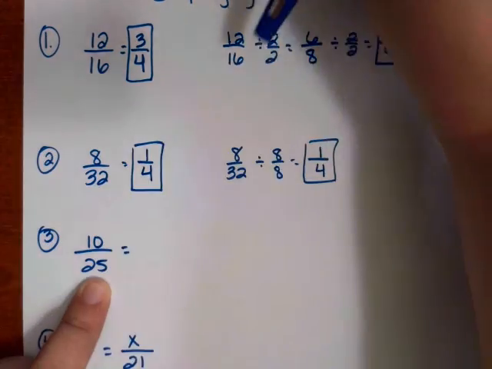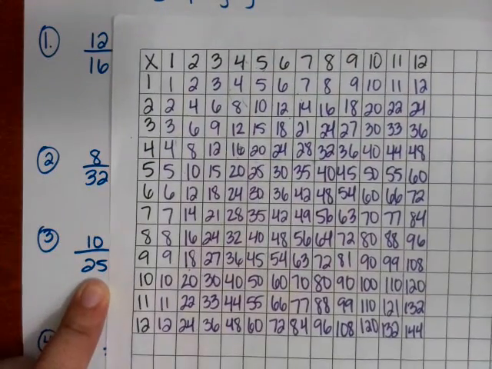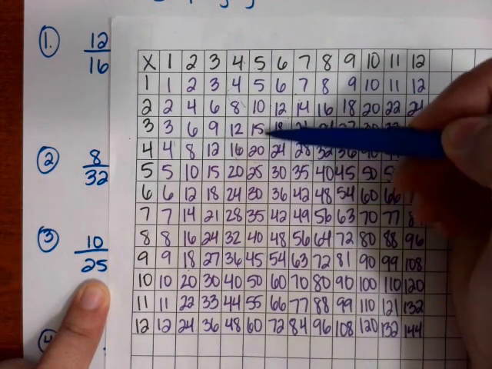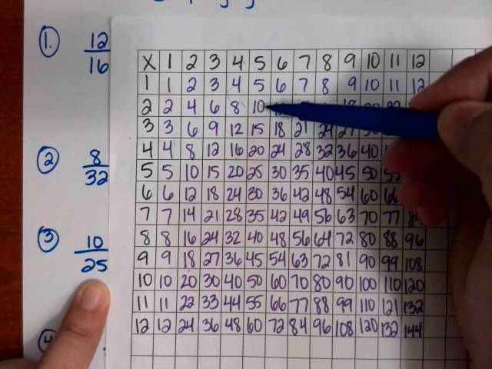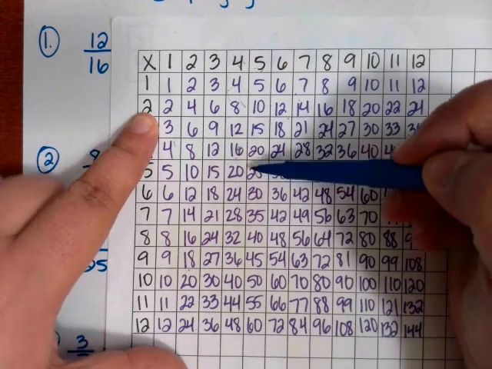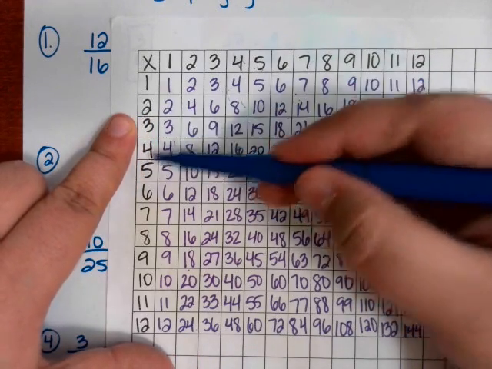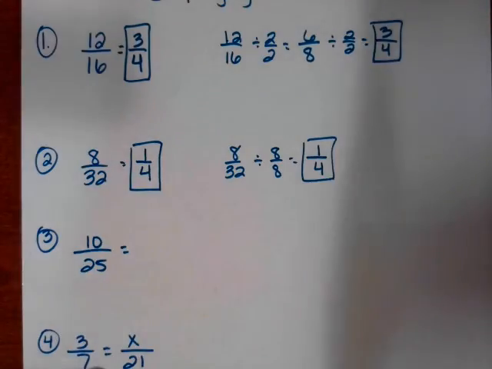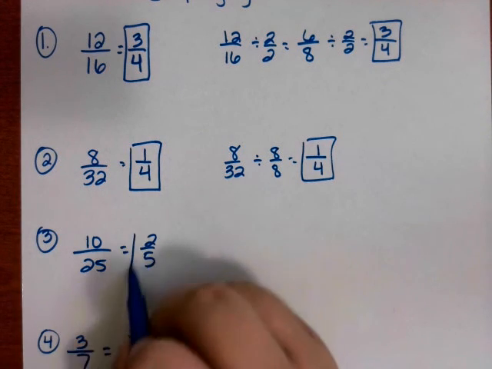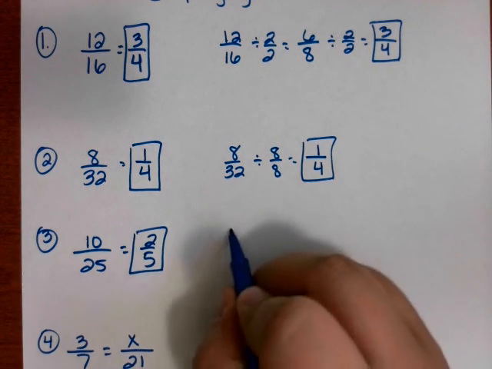We're looking for 10/25. So 10 and 25 are right here. 10 reduces down to 2, and 25 reduces down to 5. So 2 over 5, and there's our simplified fraction.